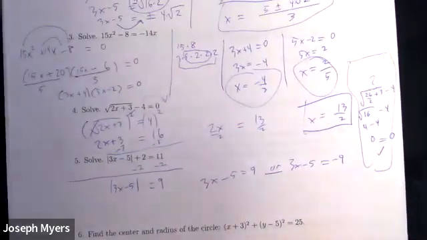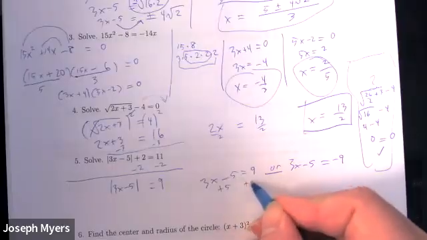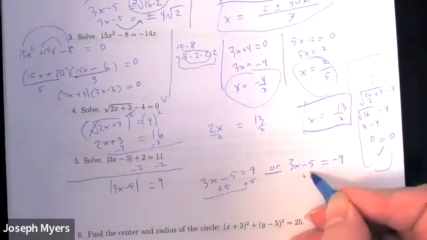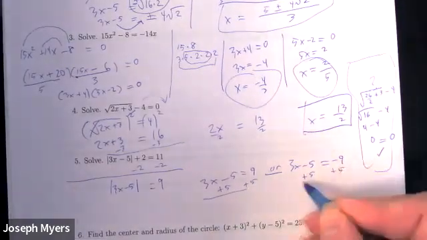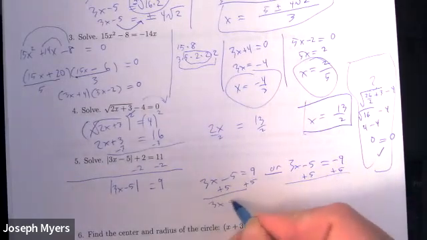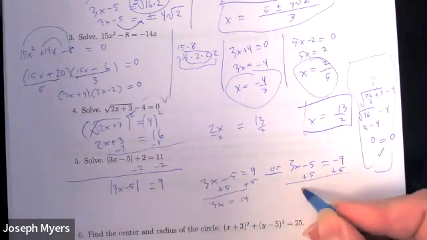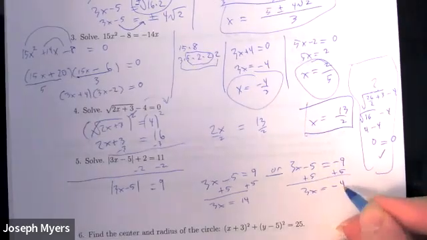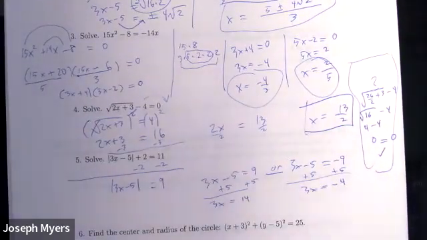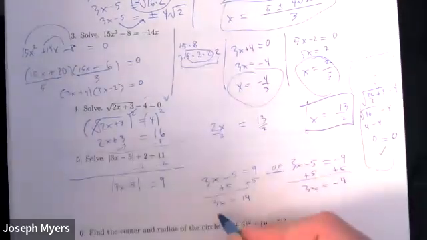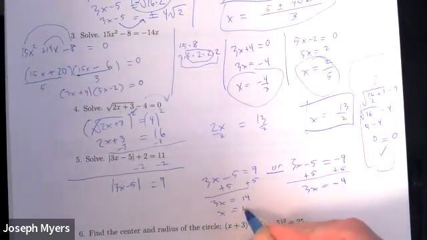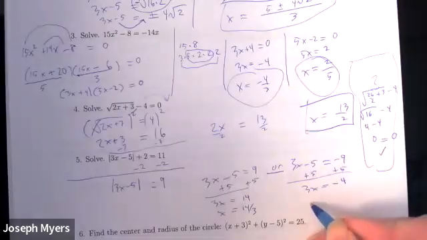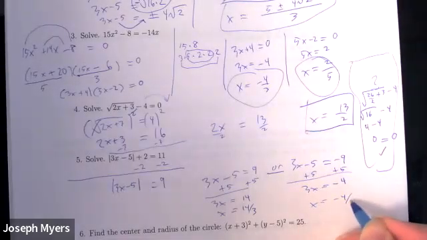So add 5 to both equations. And then you get 3x equals 14. And 3x equals, what's negative 9 plus 5? Negative 4. So 3x equals 14, 3x equals negative 4. Does that look correct? And then divide by 3. So x equals 14 over 3, and x equals negative 4 over 3.